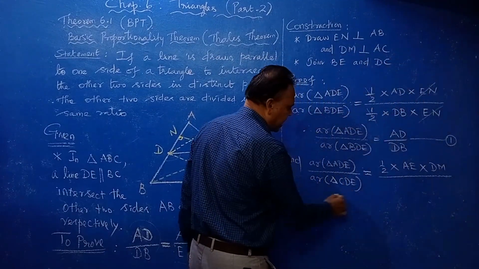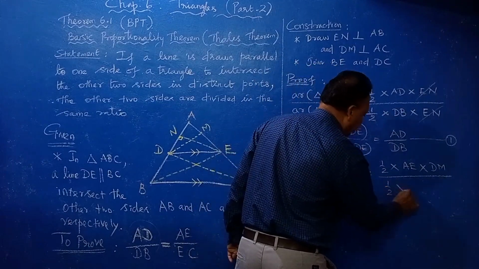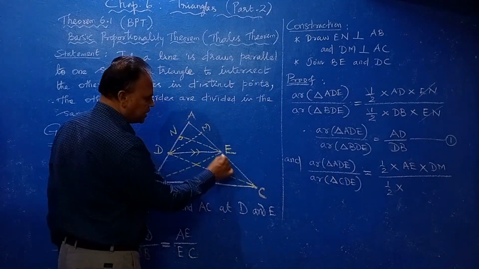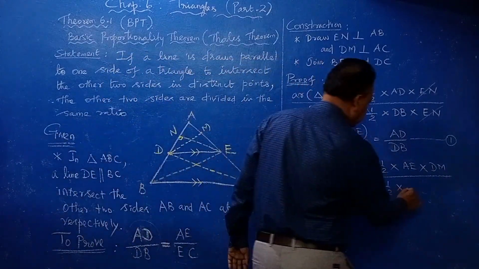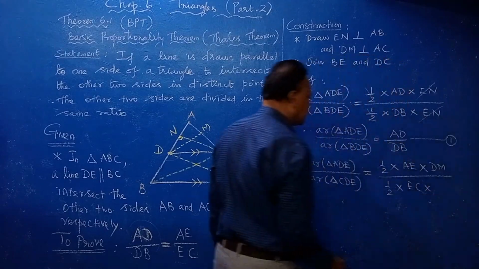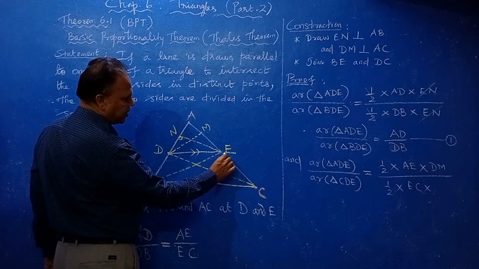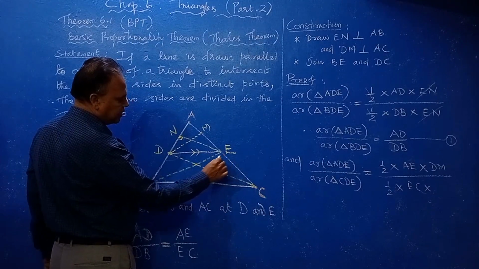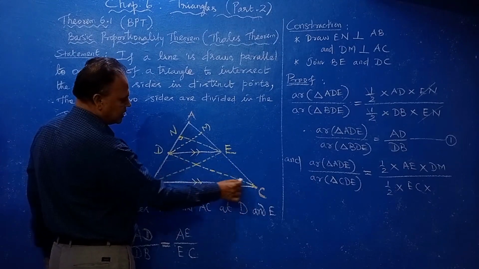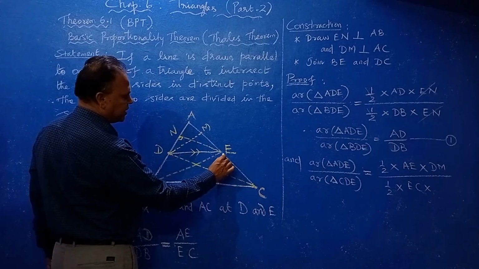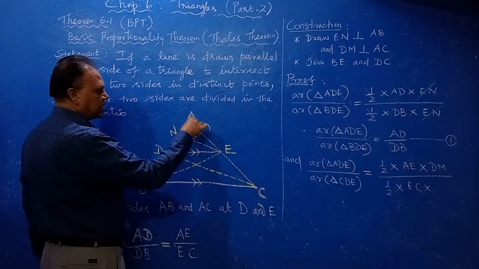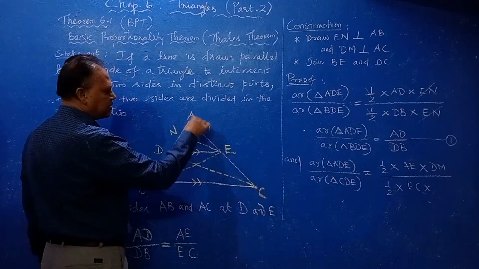Same way, take triangle CDE with CE as the base. Base is easy. The height is the same DM, because CDE is an obtuse angle triangle. We extend this CE, same way.